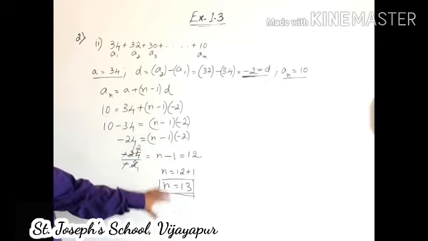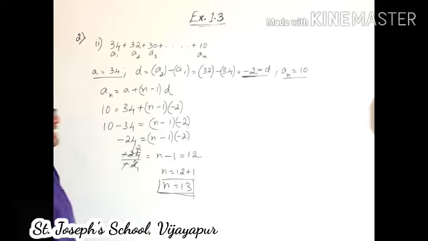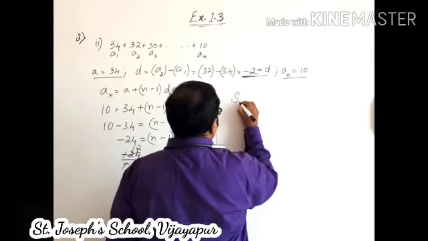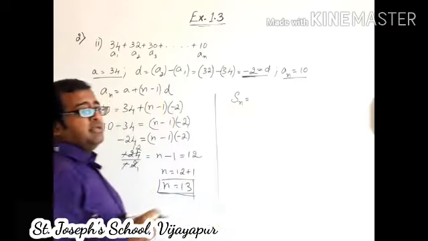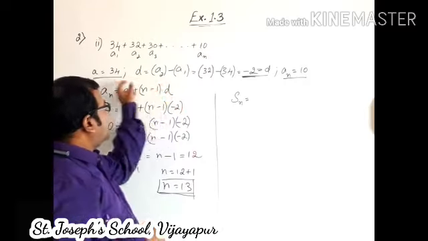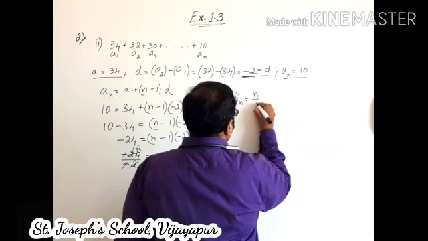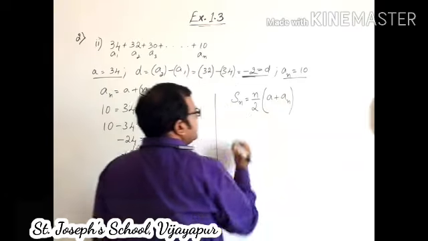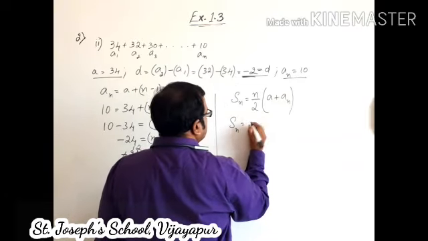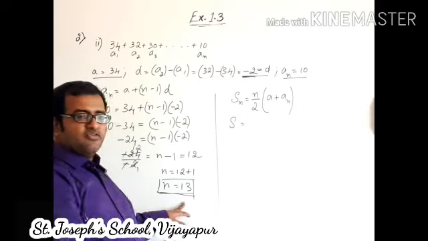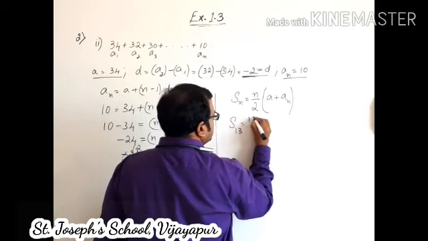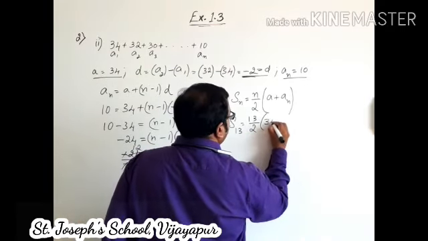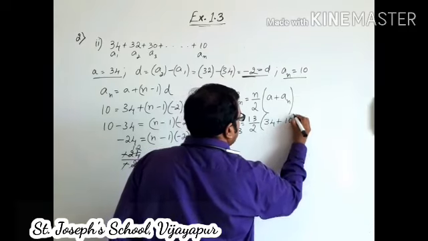Now, let us try to find out the sum, that is Sn, sum of first 13 terms. So Sn formula, again I can use N by 2 into A plus An. Why? Because I know both A and An. So Sn is equal to N, we can replace with the value we found out, 13. S13 is equal to 13 upon 2 into A, which is 34, plus An, which is 10.